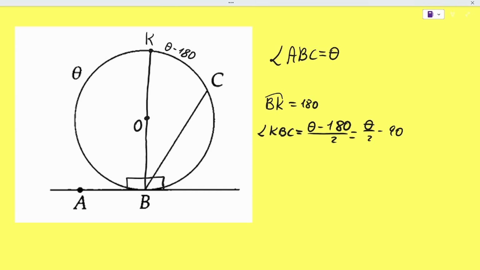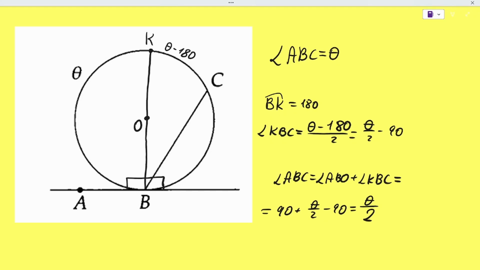From here, we can see that angle ABC will be angle ABO plus angle KBC or OBC, which can be written as 90 plus theta over 2 minus 90, which is theta over 2. This lemma is the hardest to notice on hard diagrams because the tangent property can be easily forgotten if you don't do a lot of questions like this.